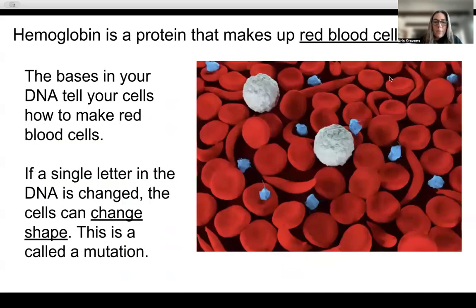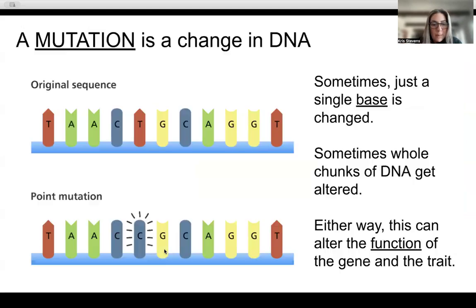All right, hemoglobin, this is a real life example, is a protein that makes up red blood cells. Your DNA tells your body what kind of cells to make. Our red blood cells should be circular in shape. That way they can carry the maximum amount of oxygen and hemoglobin. But sometimes they become crescent formed, and that is a mutation. And that leads to something called sickle cell anemia. And we'll get to that one in just a second.